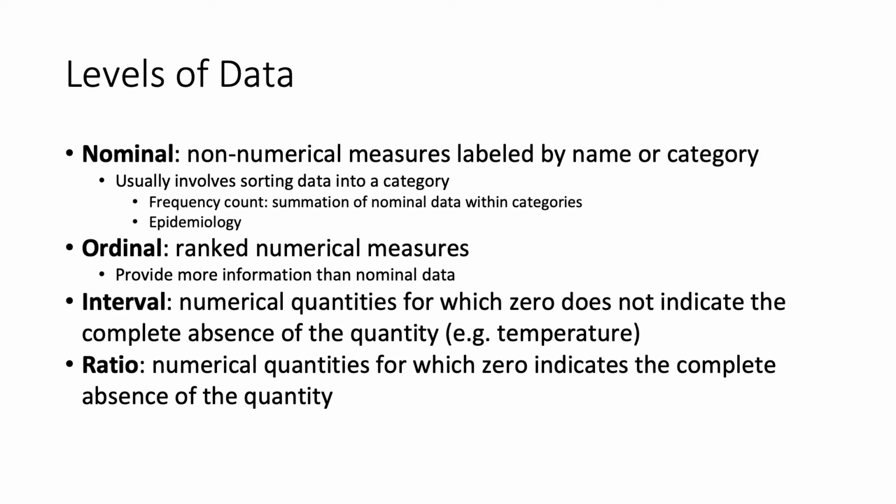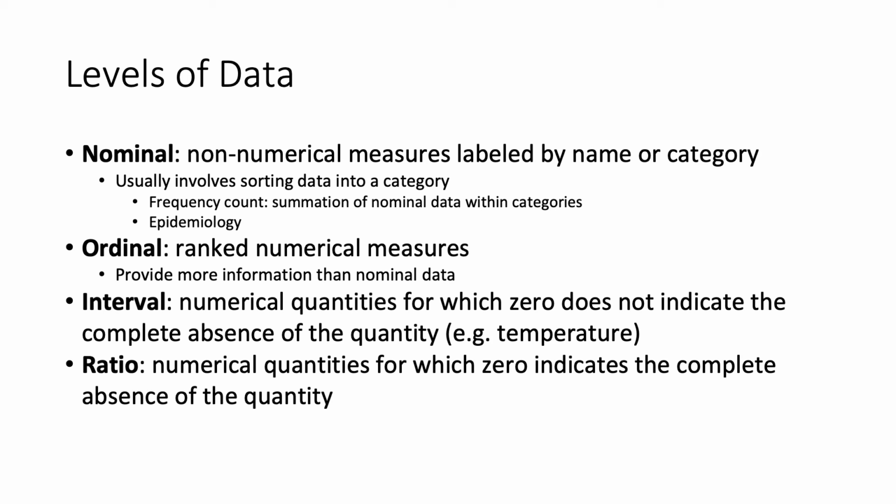Before a statistical method is chosen to analyze a dataset, it's important to know the type of the data collected, since there are certain methods that are only for certain types of data. Nominal data does not have any numerical value and is labeled by name or category. This also usually involves sorting data into a category and doing a frequency count of the number of data in each category. Epidemiology is a good example of using nominal data.